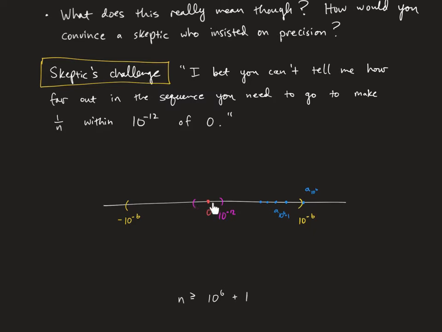So the interval has to be given ahead of time by the skeptic, and then you're going to say, okay, how far along do you have to go before we wind up in that interval, within that distance of 0? The skeptic is the one who's insisted on the hard numbers. So they give you a hard number, in our original case 10 to the minus 6, here 10 to the minus 12, and you have to meet them with a hard number, but they have to give you the hard number first.